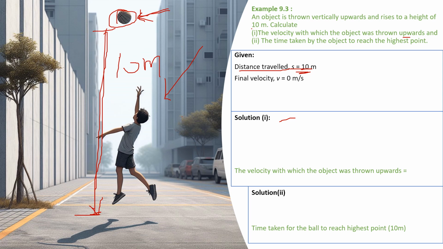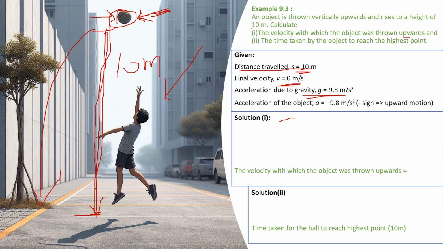And what is the final velocity? Of course, the moment it reaches the peak, it stops and then it falls back, right? At this peak point, the velocity is zero. So the final velocity is 0 meters per second. Now, what is acceleration due to gravity? It is constant, 9.81 meters per second square. We derived it. It is constant on the Earth.